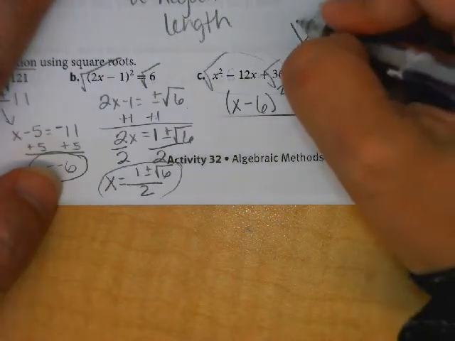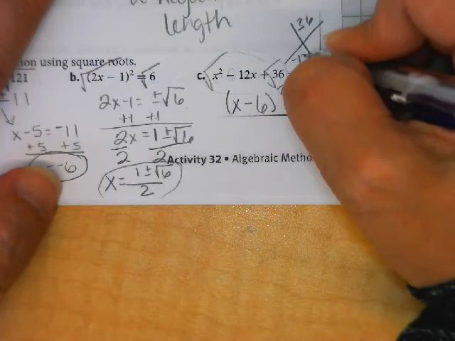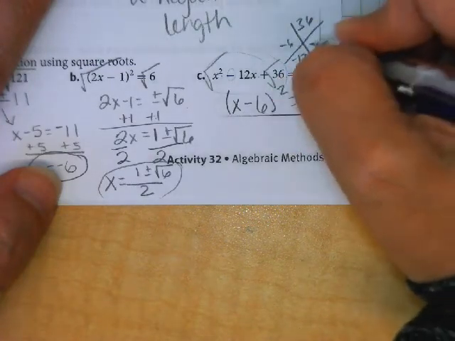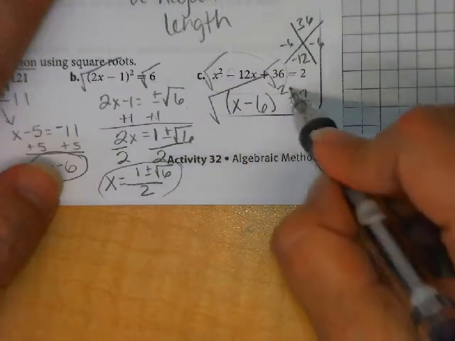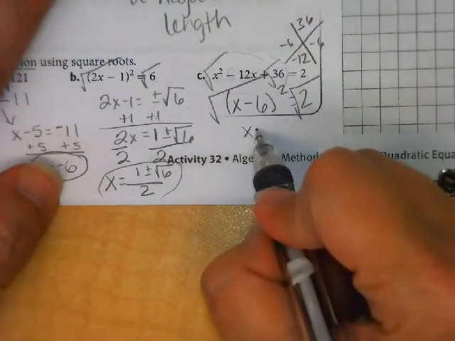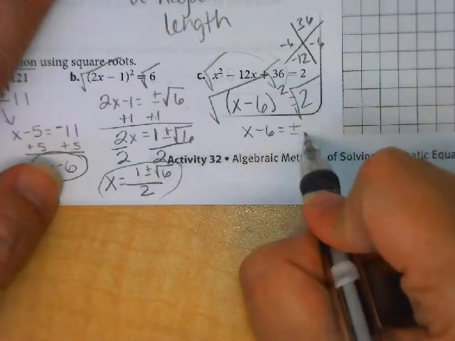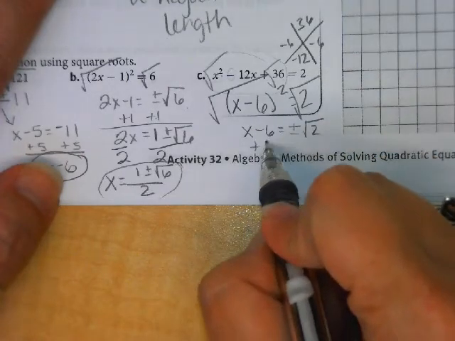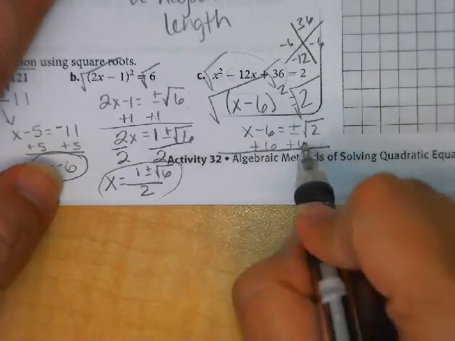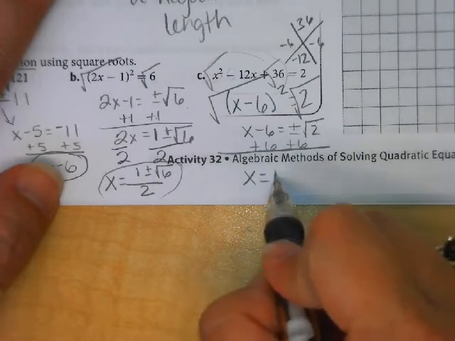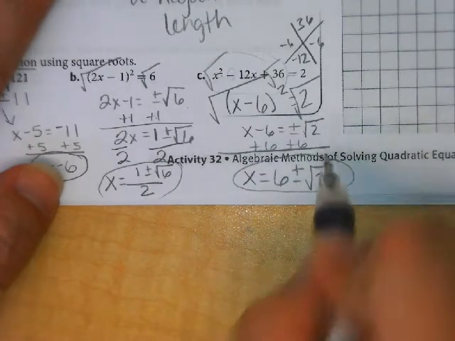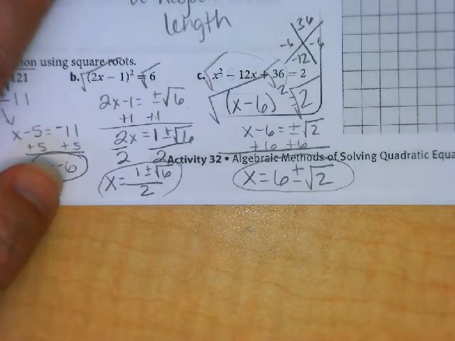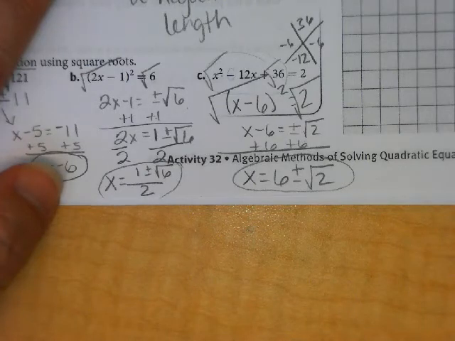If you don't remember how to do that, you can do AB or AC to get your factors. So we take the square root of both sides. X minus 6 equals plus or minus the square root of 2. We add 6. Can I put 6 with a square root of 2? No. 6 plus or minus the square root of 2. Okay? How do we feel about the square root method? Not too bad.